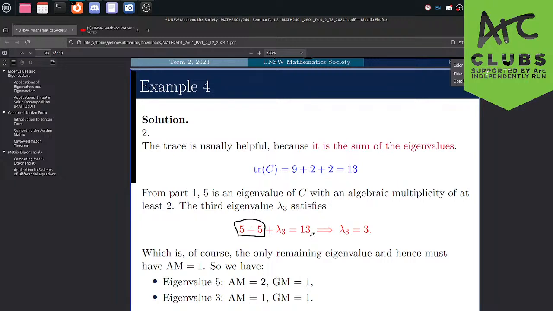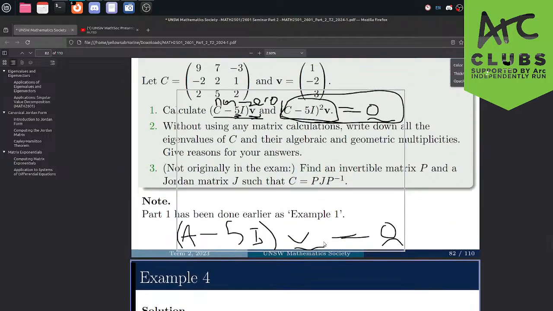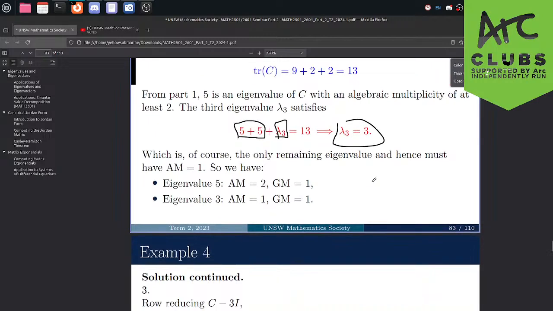This is pretty good, actually, because now we can just directly use the trace to find the third eigenvalue. We only have one missing eigenvalue. Remember, if you have one missing eigenvalue, just calculate the trace, and we find lambda 3 equals 3. So for lambda 3 equals 3, we know that the algebraic multiplicity for 5 is at least 2, and for 3, it must be at least 1.